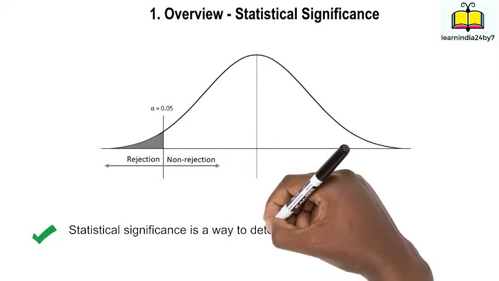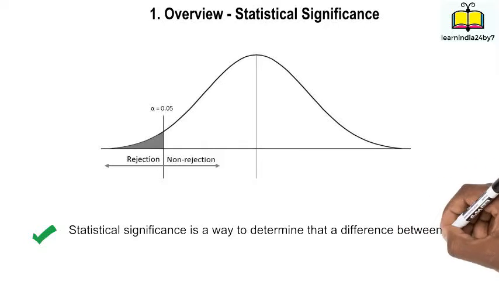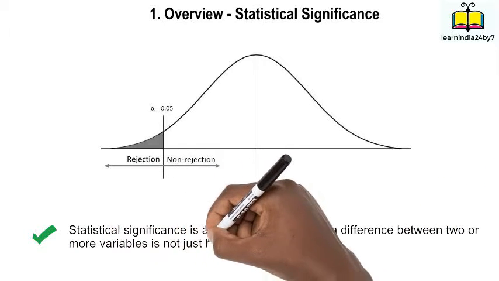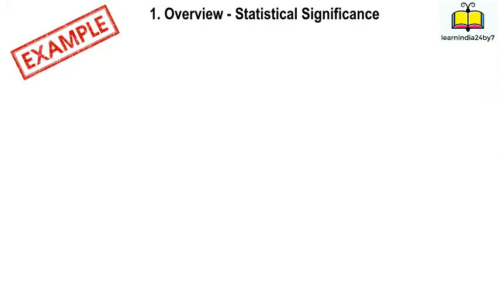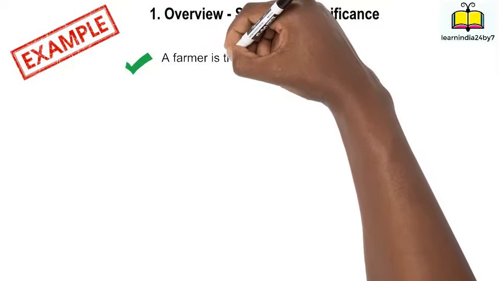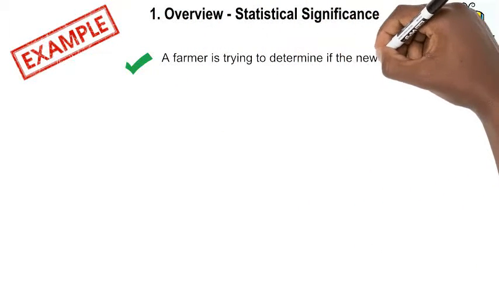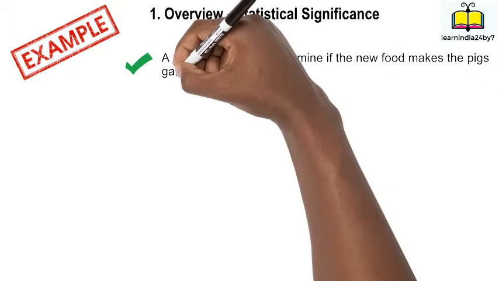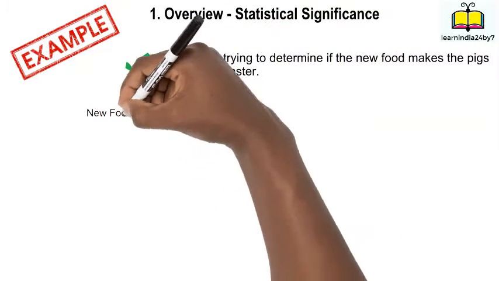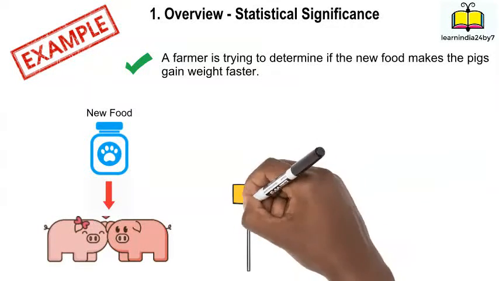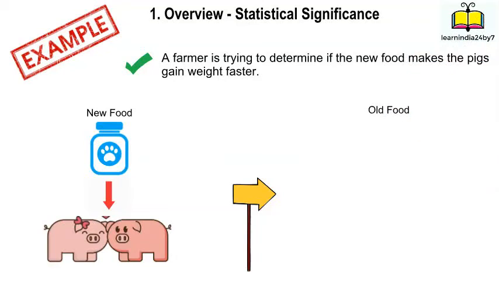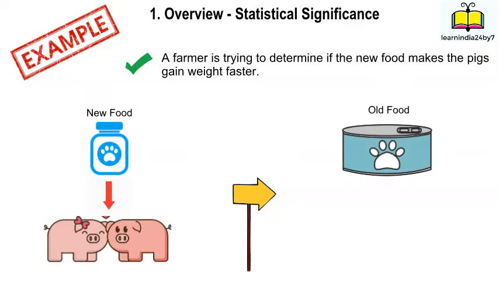Statistical significance is a way to determine that a difference between two or more variables is not just by random chance. For example, a farmer is trying to determine if the new food makes the pig gain weight faster. To test this, the farmer tries the new food on 10 pigs and the old food on another set of 10 pigs.